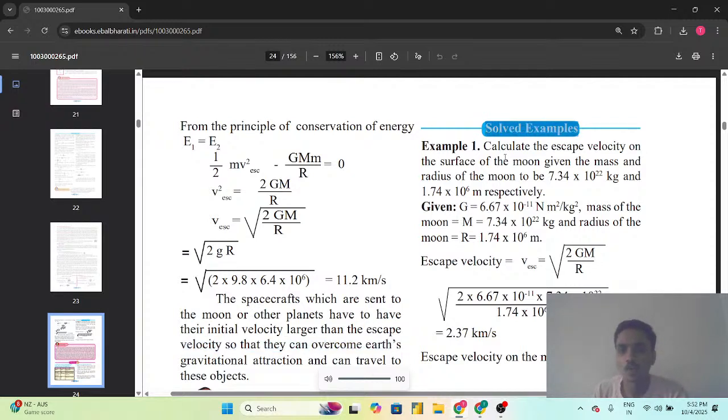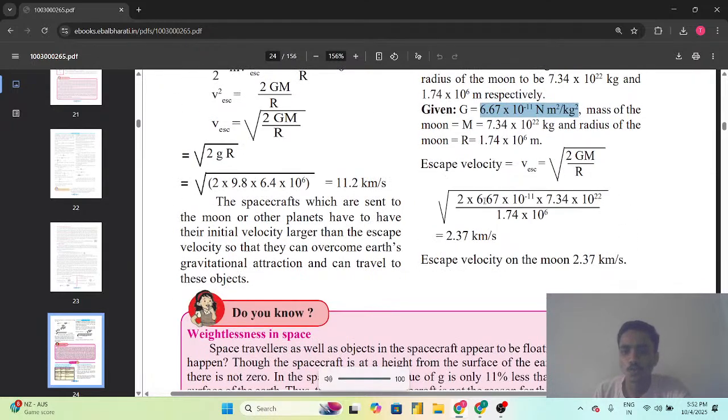So here we have one solved example: calculate the escape velocity on the surface of the moon, given the mass and radius of the moon to be 7.34 into 10 raised to 22 kg and 1.74 into 10 raised to 6 meter respectively. We have the formula v escape is equal to under root of 2GM upon r. After putting the values, with the universal gravitational constant 6.67 into 10 raised to minus 11 Newton meter square per kg square, we get the escape velocity as 2.37 kilometer per second. So escape velocity on the moon will be 2.37 kilometer per second.